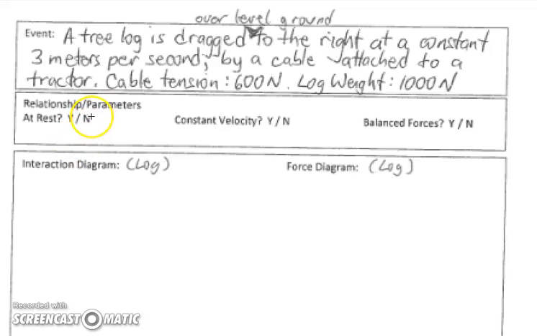Let's take a look at our parameters. Is this at rest? It is not. Is it at constant velocity? Yes, we see it's at a constant 3 meters per second. Now the other condition, are the forces balanced? Remember, if we're either at rest or at constant velocity, then our forces are balanced. Another way of saying that: the net force, we can also write that as the sum of forces, is equal to 0.